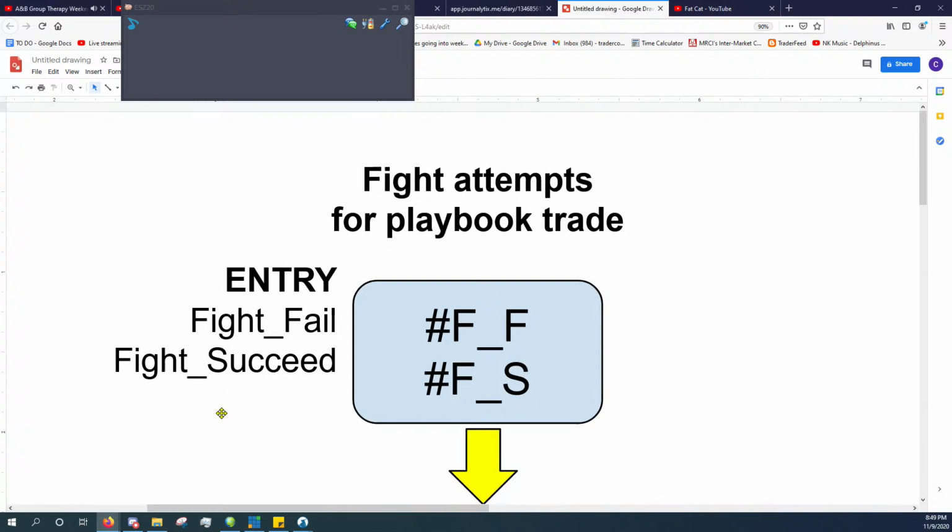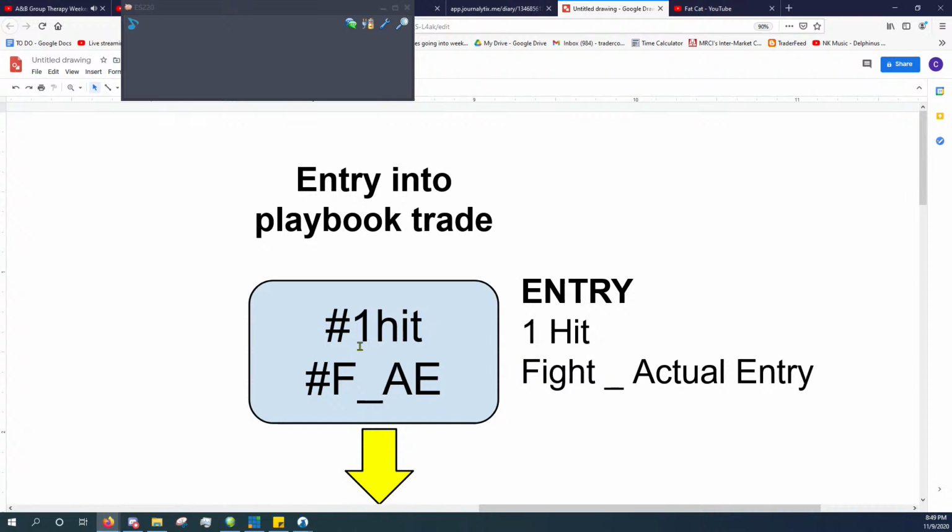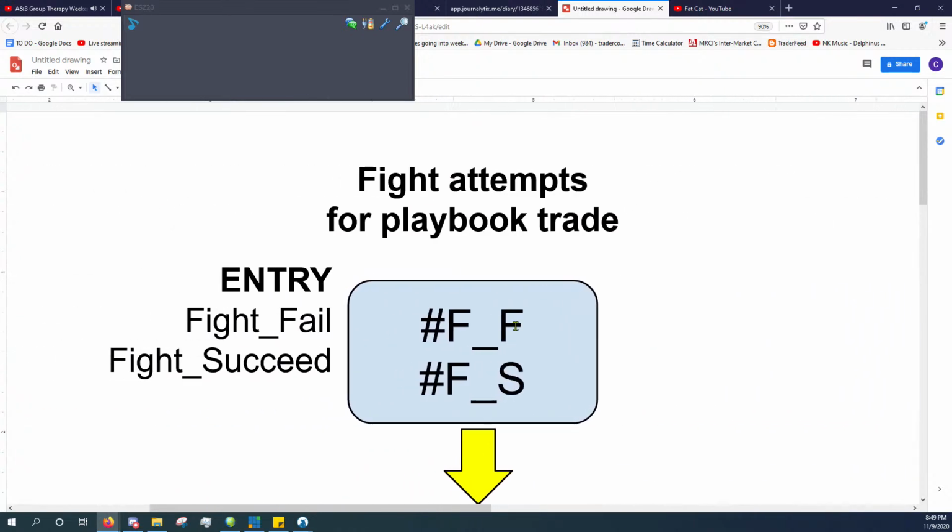But anyways, was the fight to get into this trade a fail or a success? Any hashtag that is FF or FS isn't going to be on the actual playbook hit. If I hit the playbook hit, we'll work on this column. Ideally, I want all of them to be hashtag one hits, and I want the other hashtags to be FAE. If you noticed, the hashtag on the actual playbook hit, the one that ran to target, was FAE, and I put 3 in there. So let me explain what this is. Every time I fight for this specific trade, there'll be a 1 here.